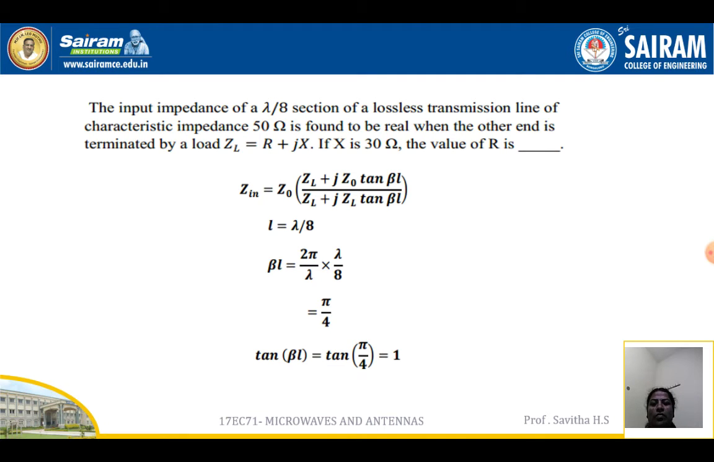The input resistance of a lambda by 8 section of a lossless transmission line of characteristic impedance 50 ohm is found to be real when the other end is terminated by a load ZL equal to R plus jX. If X is 30, the value of R is? So we already know that the input impedance Zin is equal to Z0 (ZL plus j Z0 tan beta L) divided by (Z0 plus j ZL tan beta L). L is equal to lambda by 8, so we'll find the beta L value. Beta L is pi by 4, and we know that tan pi by 4 is 1.